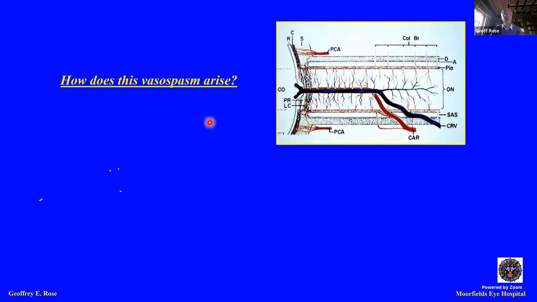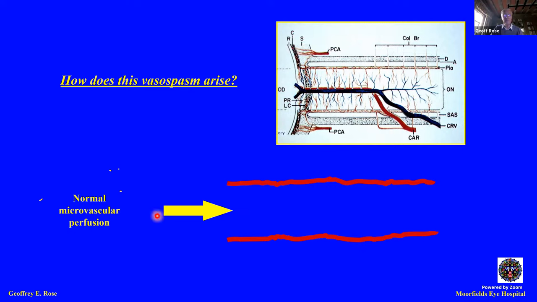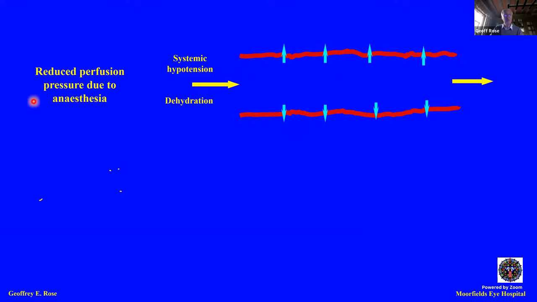So how does this vasospasm arise? As mentioned, you've got your central retinal artery coming in, supplying the anterior optic nerve, and the side branches and the pial supply to the posterior optic nerve. Normal vascular perfusion comes in one end, the same amount of blood goes out the far end, with oxygen coming out through the vessel. Could it be reduced perfusion during the anesthesia? So, systemic hypotension, a dehydrated patient, an overenthusiastic drop in blood pressure. And I think this can be contributory. Low perfusion in, low perfusion out, low oxygen transfer.